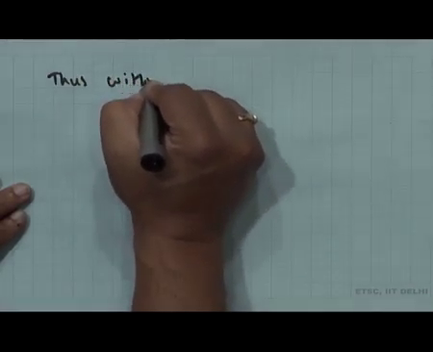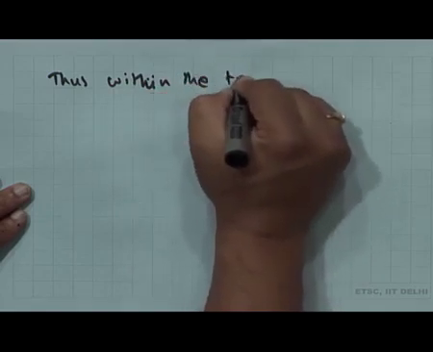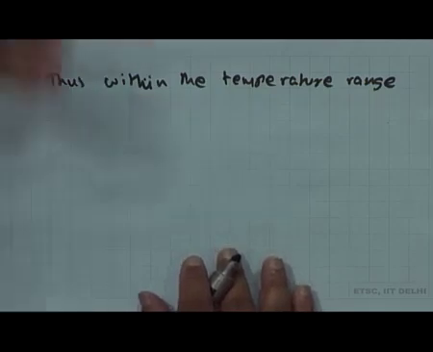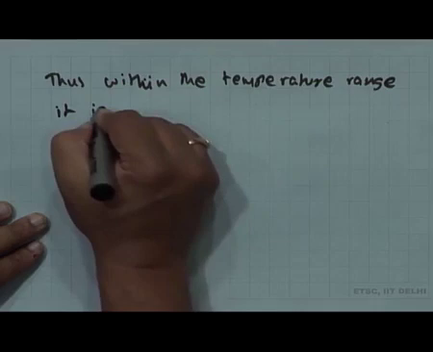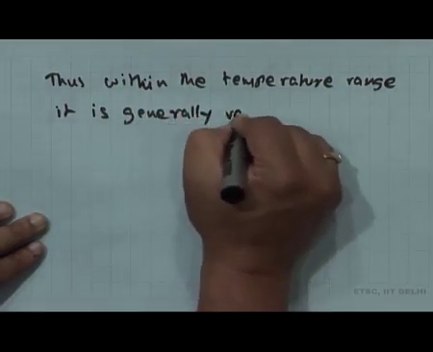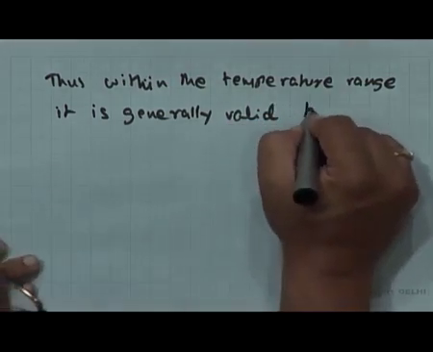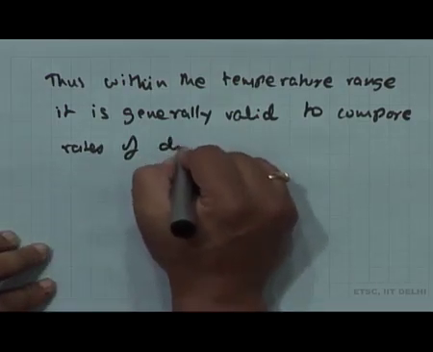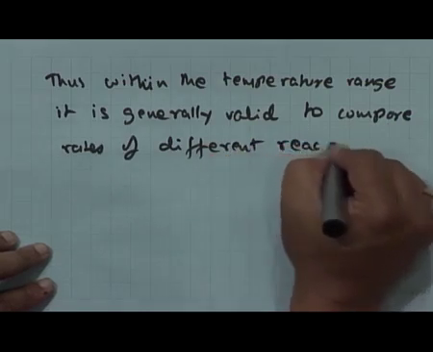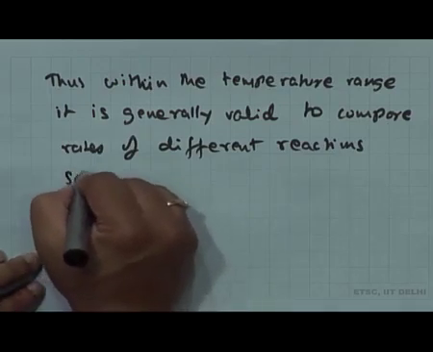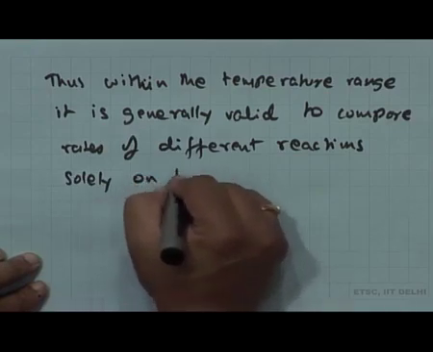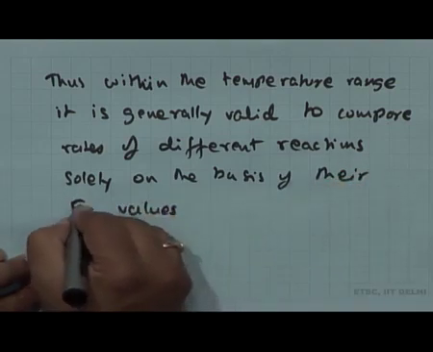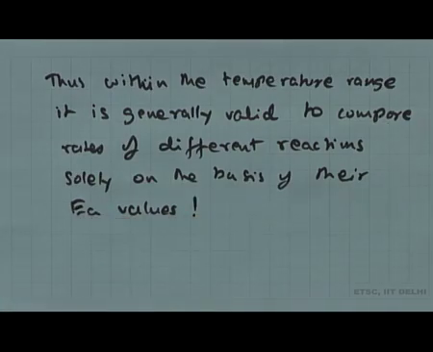Thus, just within the temperature range which we have said 300 to 600 Kelvin, it is generally valid to compare rates of different reactions solely on the basis of their values of activation energy, solely based on the values of activation energy, right.